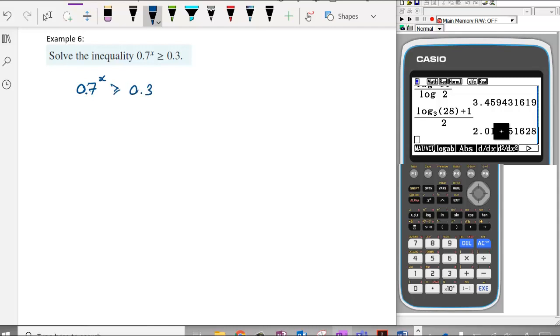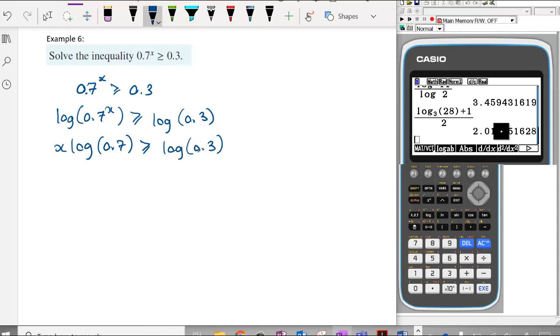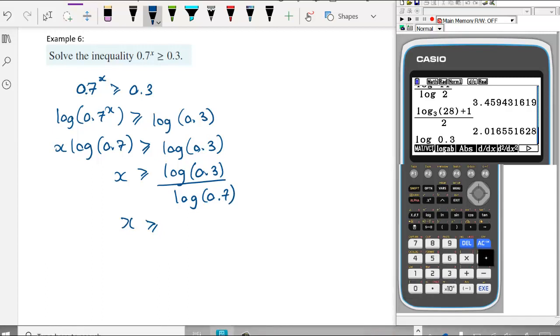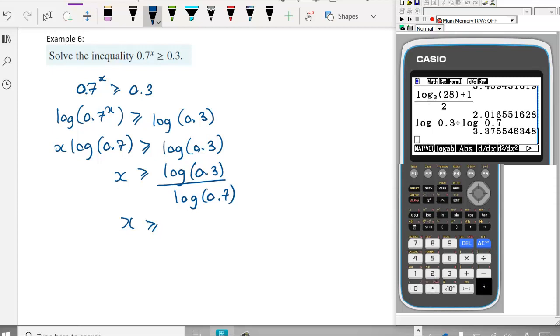I'm going to take log base 10 of both sides. So log base 10 of 0.7 to the power of x and log base 10 of 0.3. So this becomes x log base 10 of 0.7 is greater than or equal to log base 10 of 0.3. When we divide by log of 0.7, we get our final answer. So x is greater than or equal to log of 0.3 divided by log of 0.7, and we get approximately 3.38.